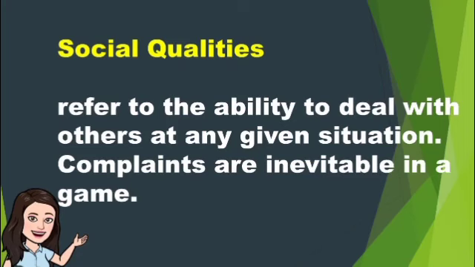Social qualities refer to the ability to deal with others in any given situation. Complaints are inevitable in a game. It is the ability of an officiating official to settle these disputes without sacrificing the integrity of the game and the officiating team. Developing such qualities requires practice, just as the emotional qualities do. Surrounding oneself with people who make wise decisions, especially in officiating endeavors, might help one improve his or her decision-making skills.